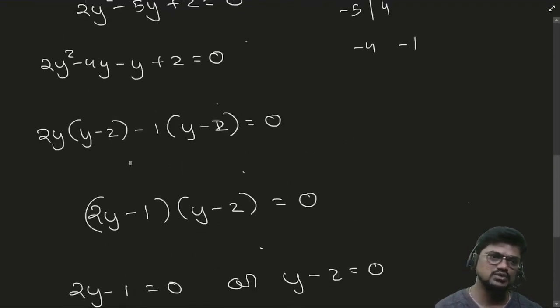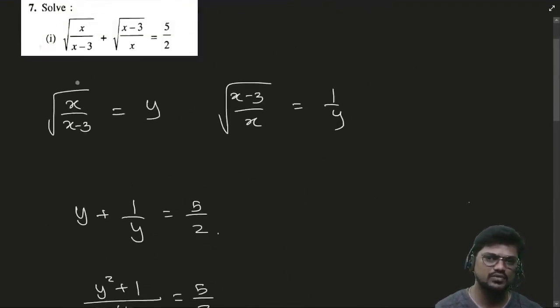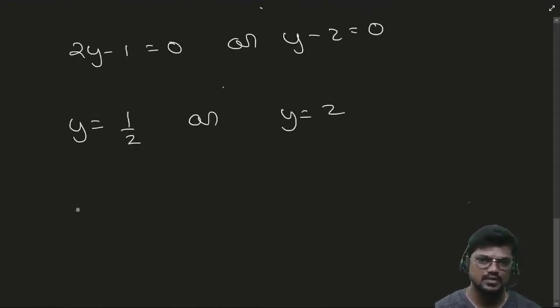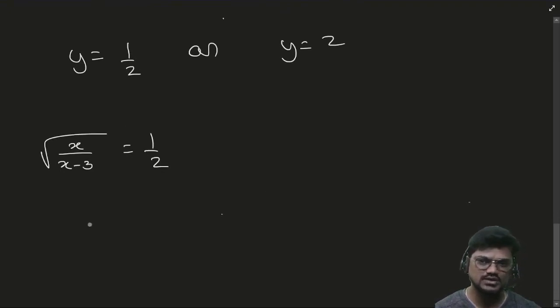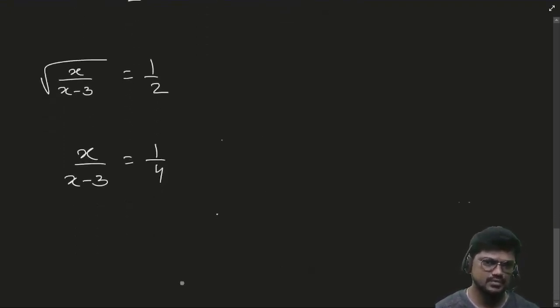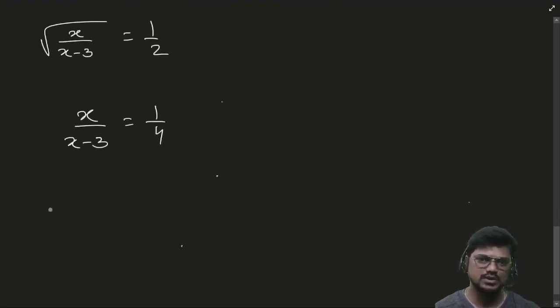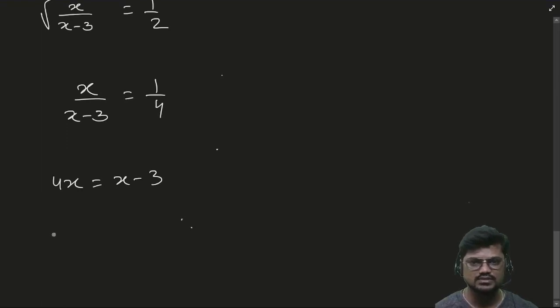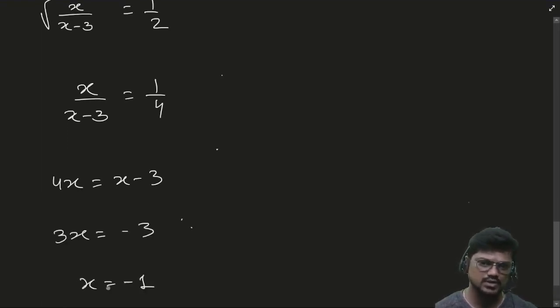So after that, the values of y you can resubstitute. What is y? Root of x upon x minus 3. Root of x upon x minus 3 equals 1 by 2. Acha, if you square it, x upon x minus 3 will be 1 upon 4. So if you do the cross multiplication, 4x will be equal to x minus 3, and then 4x minus x will be 3x equal to minus 3, and then x will be equal to minus 1.